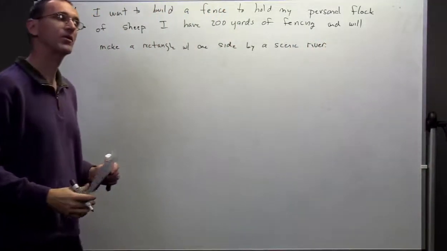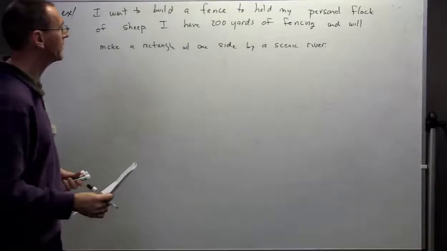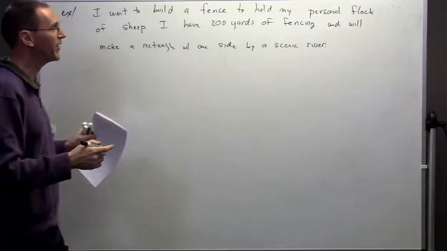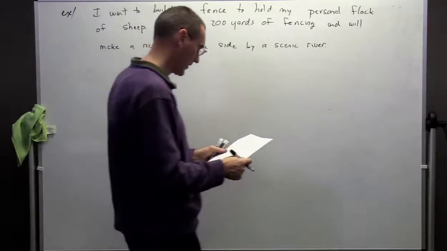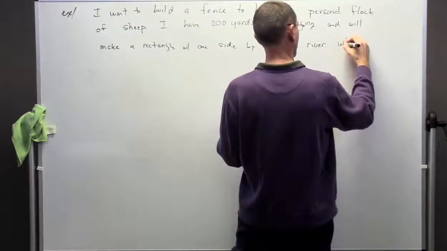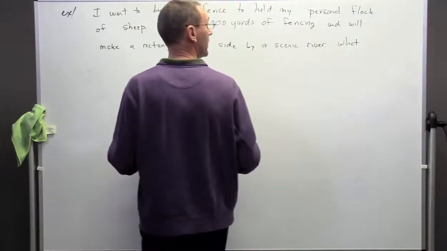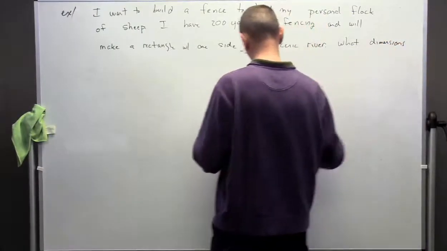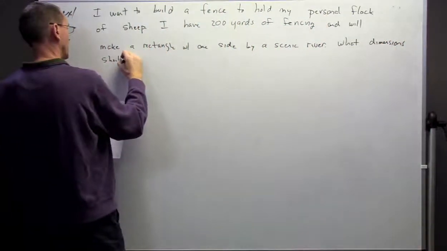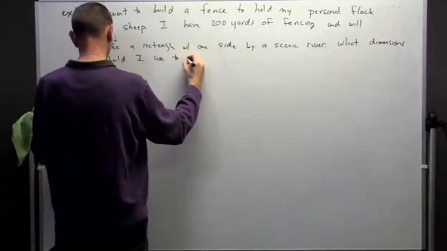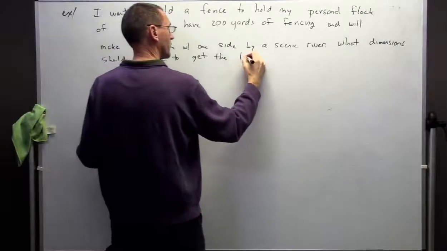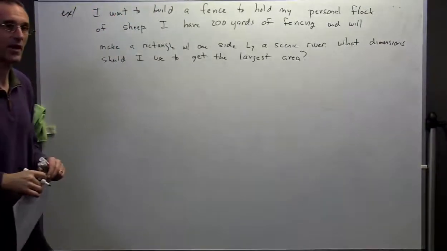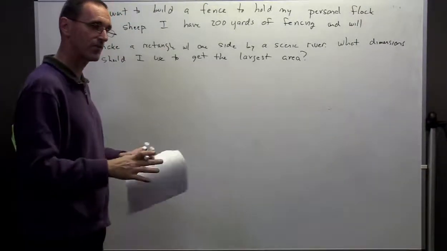And I like my sheep to be happy, so I want to get them close to a nice, happy flowing river, and I'm going to make a rectangle out of this fence, but I only need 3 sides of the fence because one side is going to be towards this nice river. Okay? So the question is, what dimensions should I use in order to get the largest area? Because I kind of like the sheep and I want them to be happy and have the largest area to play in.